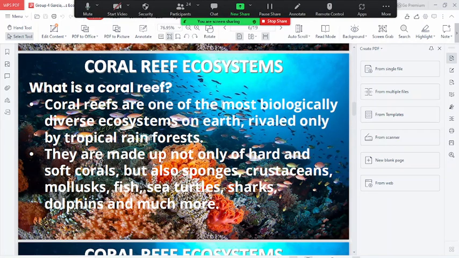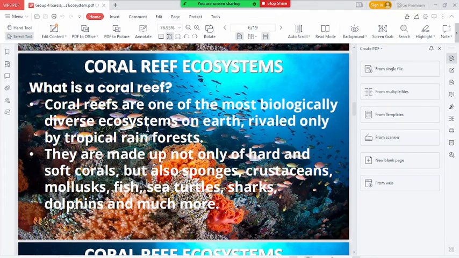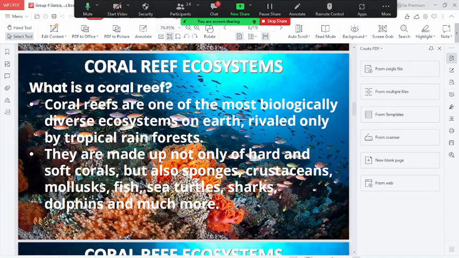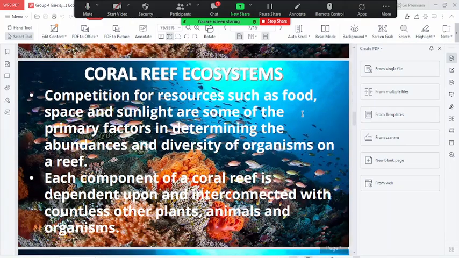Coral reefs are one of the most biologically diverse ecosystems on Earth, rivaled only by tropical rainforests. They are made up not only of hard and soft corals, but also sponges, crustaceans, mollusks, fish, sea turtles, sharks, dolphins, and much more. Competition for resources such as food, space, and sunlight are some of the primary factors in determining the abundance and diversity of organisms on a reef.